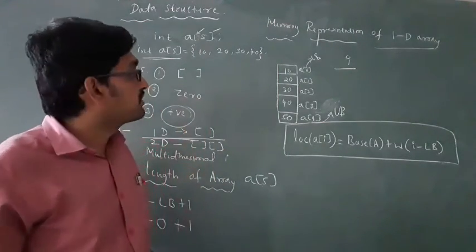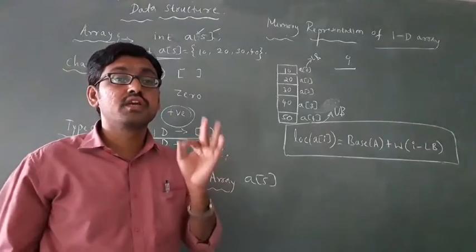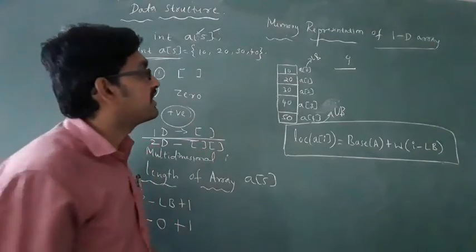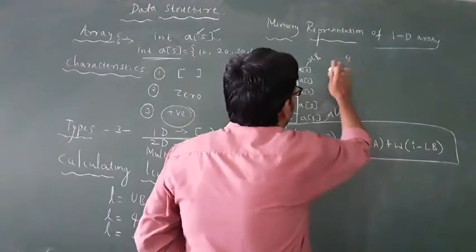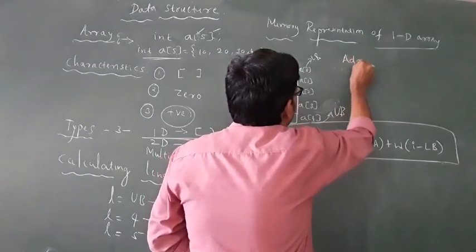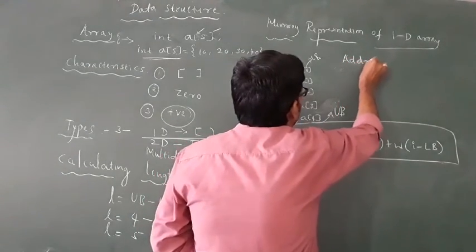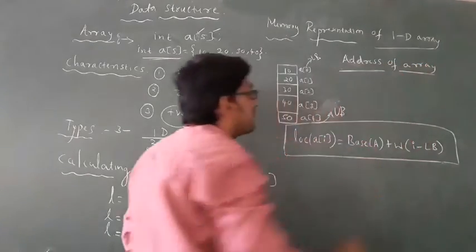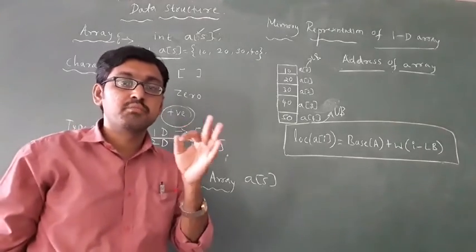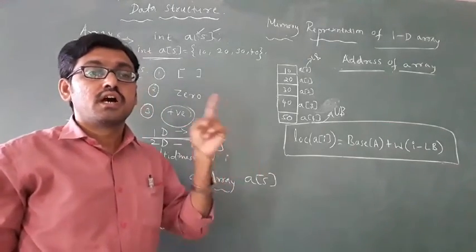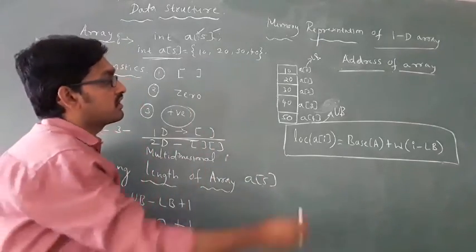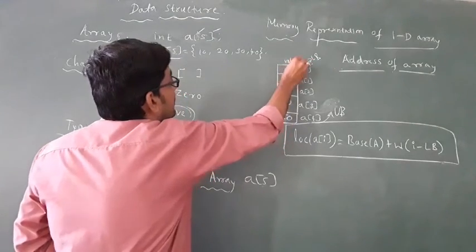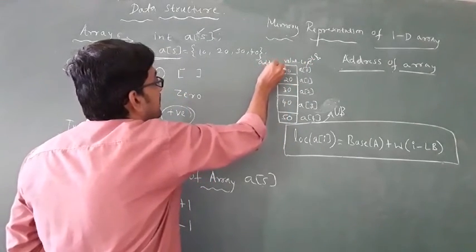Memory representation of a 1D array means you have to find the address of the array. How to find the address of an array? What is an address? In computer memory, when you work with an array, an address is automatically created. This is called the location, this is called the value, and then an address is automatically created.